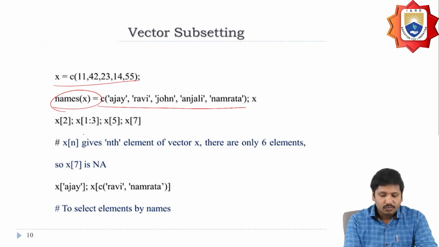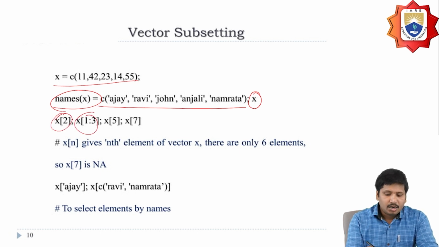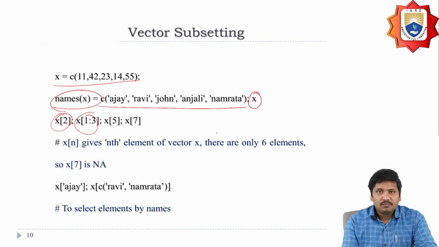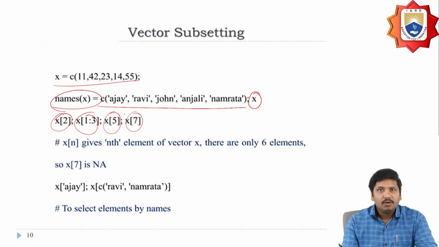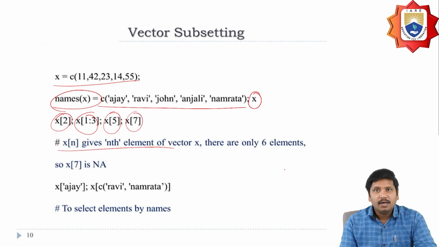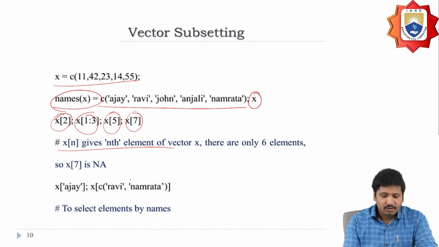So x of 2. I can also specify x of 2 based on the index value, by making use of subsetting. So what should be the starting value and ending value, x of 5 and x of 7 like this. Here x of n should be the nth element of the vector, which can hold only 6 elements, so x of 7 is not available.